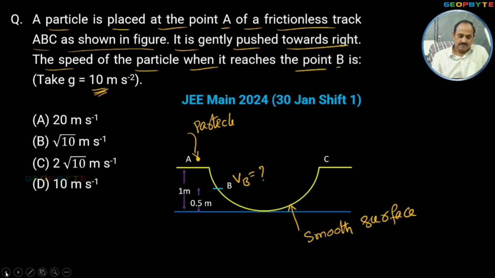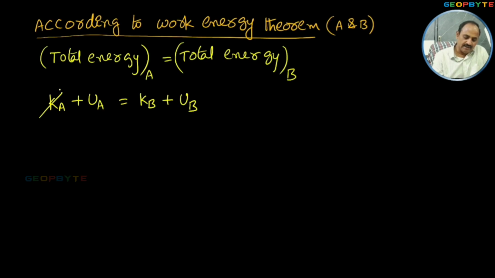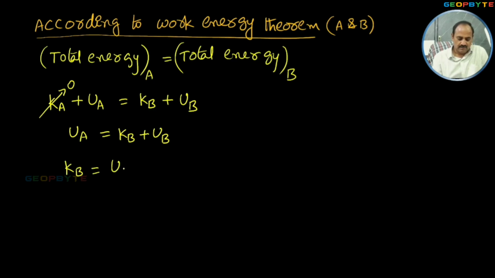Since the particle is placed at the point A, velocity of the particle at A is 0. If velocity at A is 0, kinetic energy at A is 0. Then UA equals KB plus UB. Therefore, the kinetic energy at B is equal to the potential energy at A minus potential energy at B.